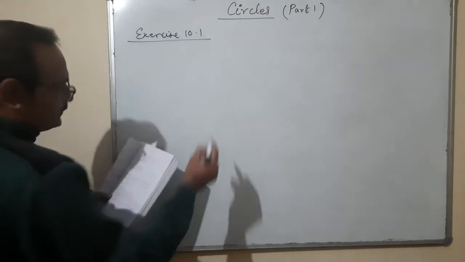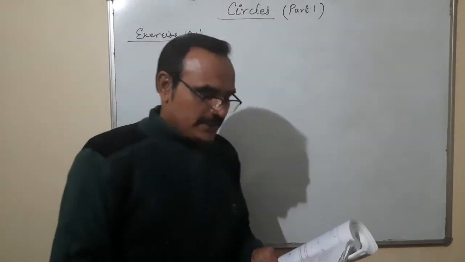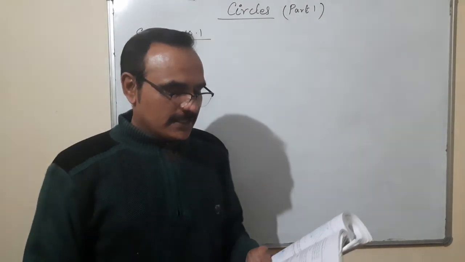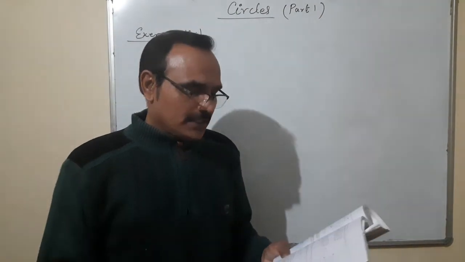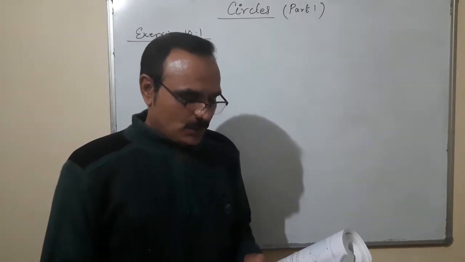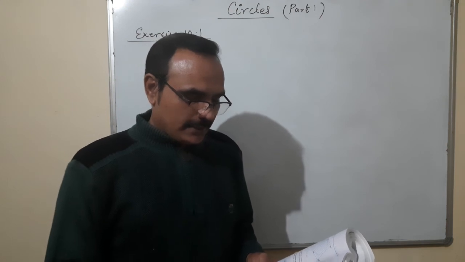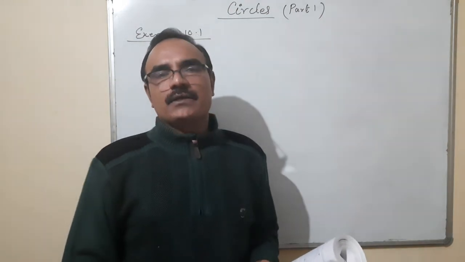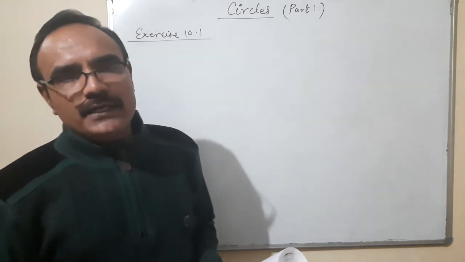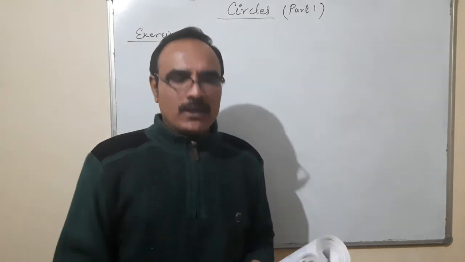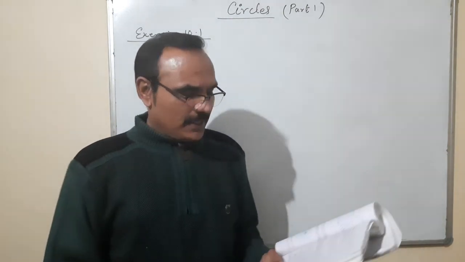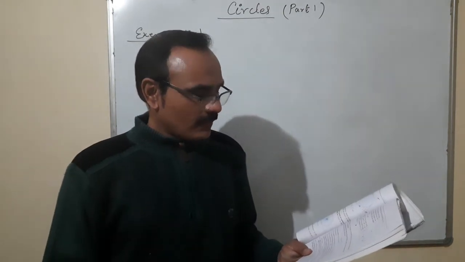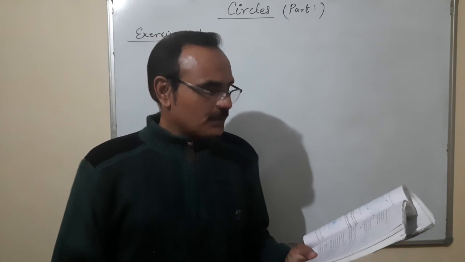Exercise 10.1. How many tangents can a circle have? There are infinite tangents a circle can have. Fill in the blanks. They are asking, a tangent to a circle intersects it in how many points? Tangent, definitely it is not intersecting, it is touching at one point only. Like these, fill in the blanks are there.